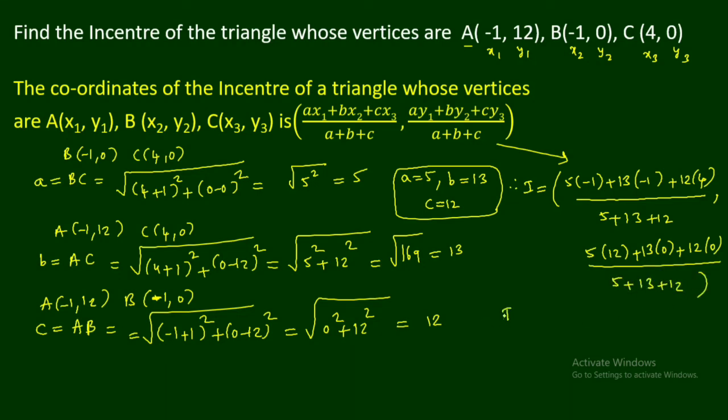So which is equal to 5 into minus 1, minus 5, plus 13 into minus 1, minus 13, minus 5 minus 13, minus 18, plus 48, which is equal to 30, by 5 plus 13 plus 12, which is 30, comma, 12 fives are 60, plus 0, that is 60 by 30, which is equal to 2. So the incenter of the triangle is I is equal to (1, 2).